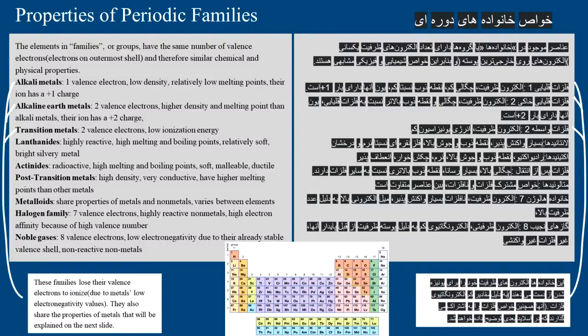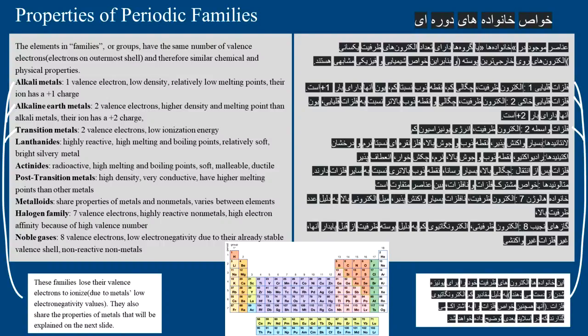After that, we have transition metals, which also have 2 valence electrons and a relatively low ionization energy. The families I just mentioned lose their valence electrons to ionize, and this is because metals have a low electronegativity value. They also share properties of metals that will be explained on the next slide.